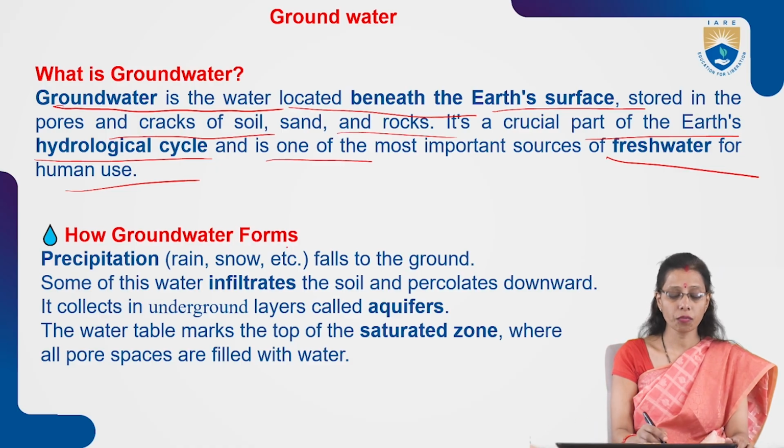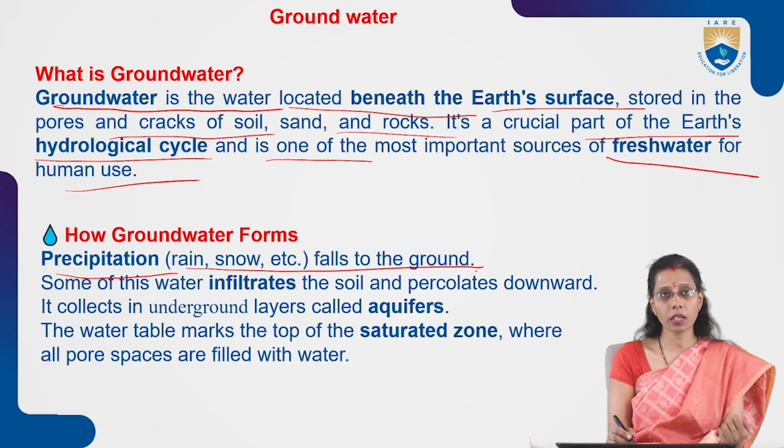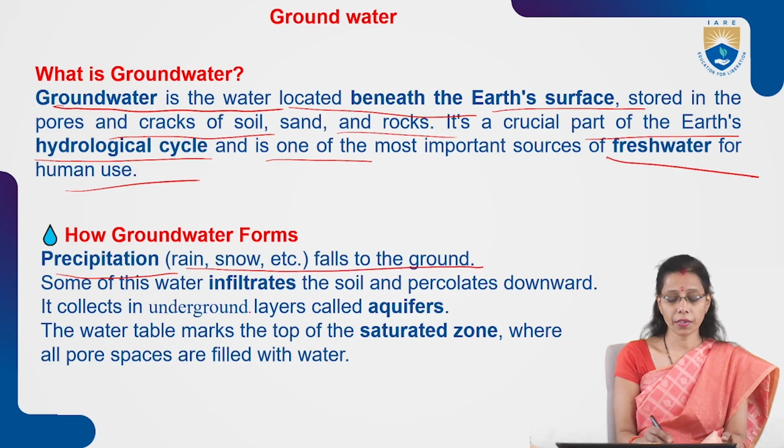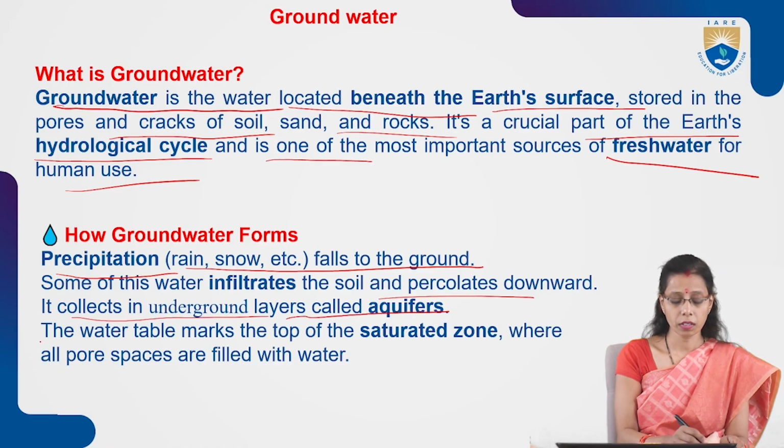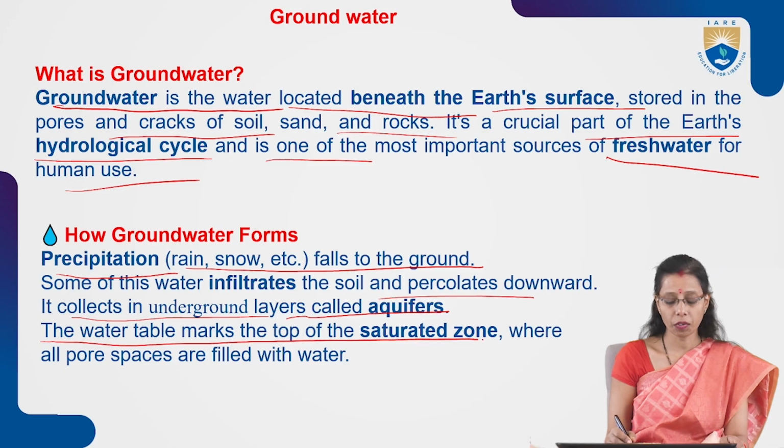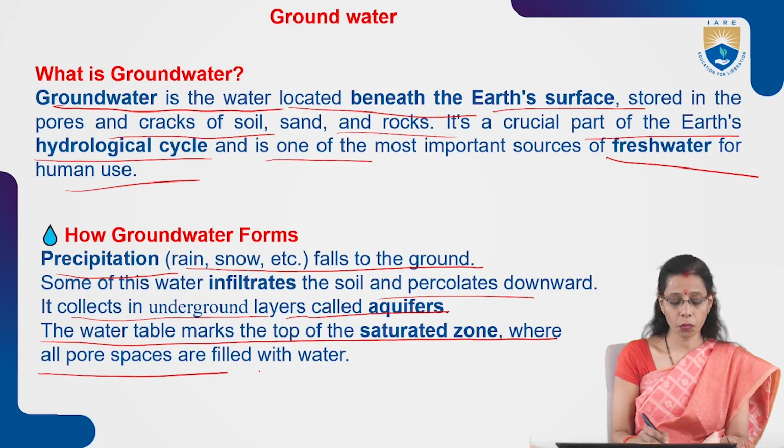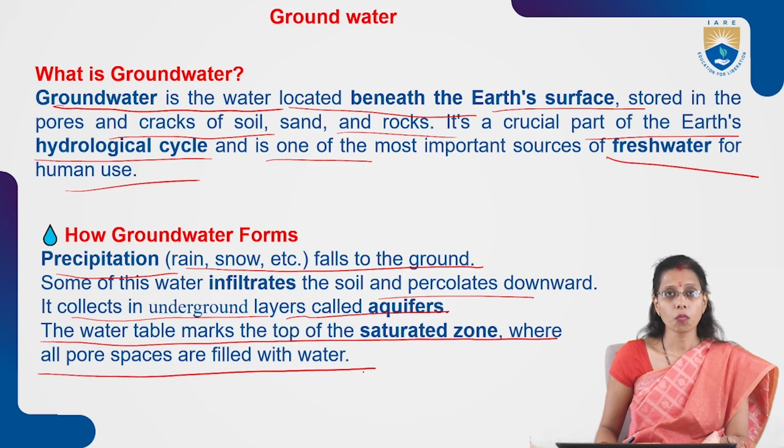So how does groundwater form? It forms through precipitation: rain, snow, etc. falls on the ground. Some of this water infiltrates the soil and percolates downward. It collects in underground layers called aquifers. The water table marks the top of the saturated zone, where the pore spaces are filled with water.